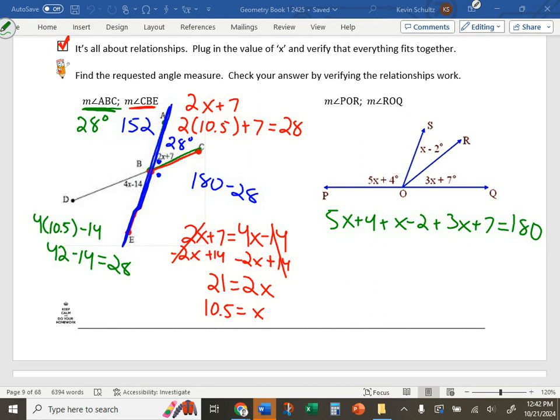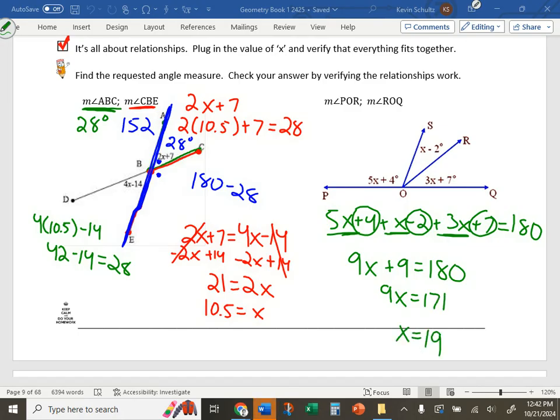180. So now we've got some like terms here. We have 5 x's here, another x there, 3 x's there. Total that's 9 x's. Positive 4, negative 2, positive 7. Total that's positive 9. So we have 9x plus 9 is 180. Nice two-step equation to solve here. Subtract 9 from both sides. 9x is 171. Divided by 9, x is 19. Which is not the answer.